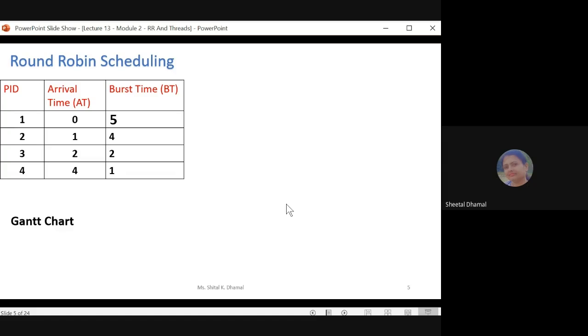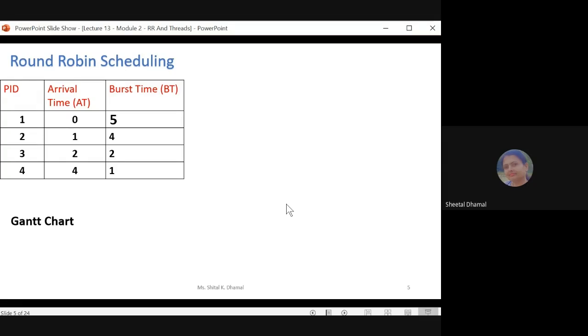The given table represents the process table, in which we have the arrival time and the burst time. Here only 4 processes are there. From these 4 processes, you have to check which process has arrived at 0 time unit in the ready queue. Process P1 arrived at 0 time unit, so we will shift process P1 from the process table into the ready queue.